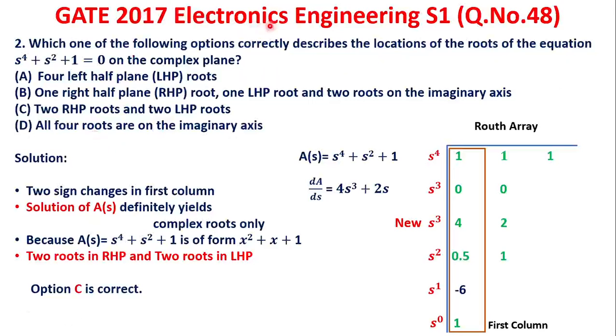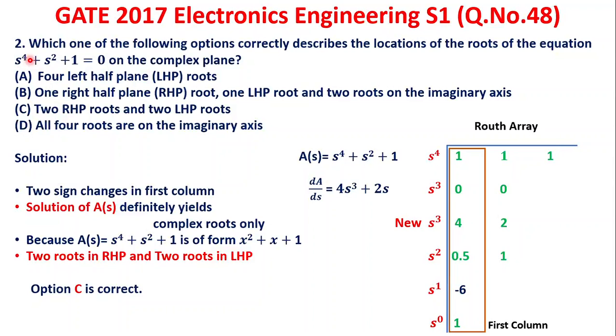The second problem is taken again from GATE 2017 Electronics Engineering Set 1, question number 48. Which one of the following options correctly describes the locations of the roots of the equation s power 4 plus s square plus 1 equal to 0 on the complex plane? Four options are given. So we should check whether the roots are in the left half plane, right half plane, or on the imaginary axis. So definitely this problem we have to do with Routh array only.